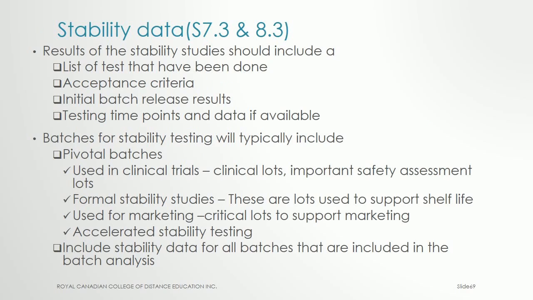Stability data. Results of the stability studies should include a list of tests that have been done, acceptance criteria, initial batch release results, testing time points and data if available. Batches for stability testing will typically include pivotal batches used in clinical trials, clinical lots, important safety assessment lots. Formal stability studies, these are lots used to support shelf life. Used for marketing critical lots to support marketing. Accelerated stability testing includes stability data for all batches that are included in the batch analysis.